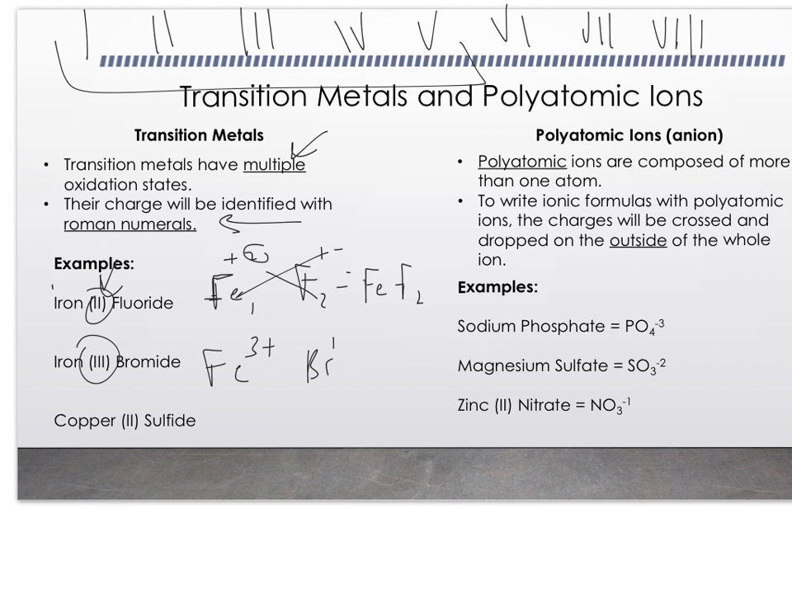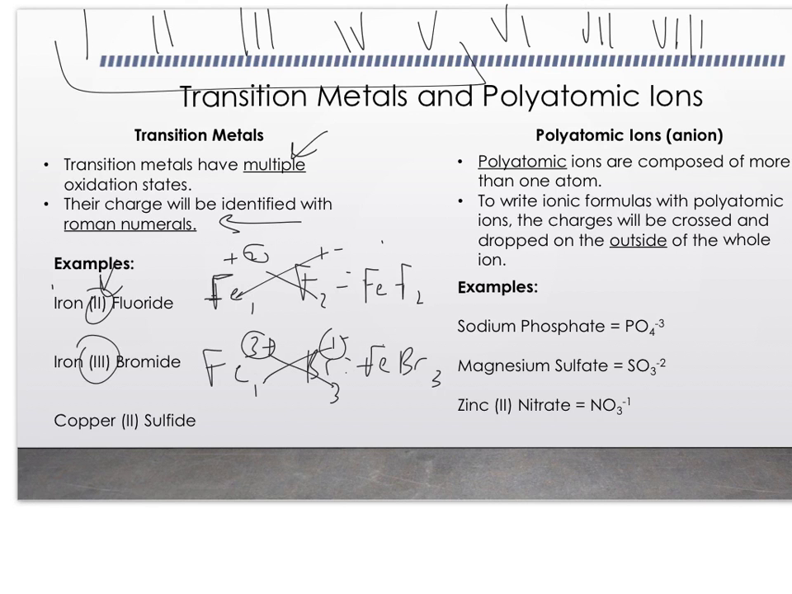Then iron(III), Fe: this Roman numeral III says it forms a 3+ charge. Your bromine is in group number 7, so it forms a -1 charge. You cross and drop the numbers, so you get FeBr3 in this case. So this is the difference between iron forming a +2 or iron forming a +3 based on the Roman numeral.